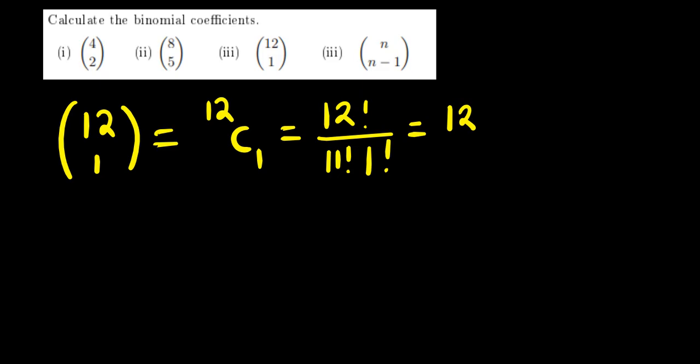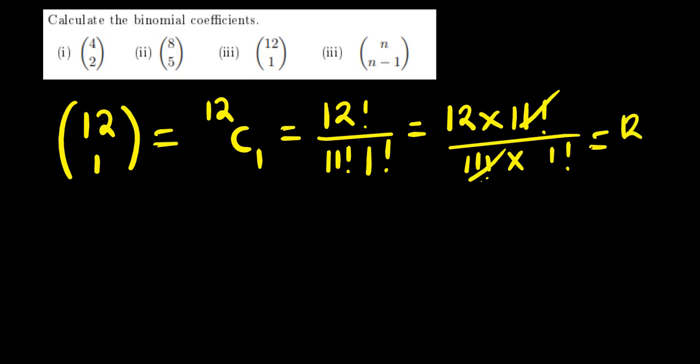Okay, so what do we now have? We are going to have 12 multiplied by 11 factorial, because when we subtract the 1 we get 11, and we can just end at 11 factorial, over 11 factorial multiplied by 1 factorial. The 11 factorial and the 11 factorial can divide, therefore we just have a 12 on top. We have a 12 and we are done.